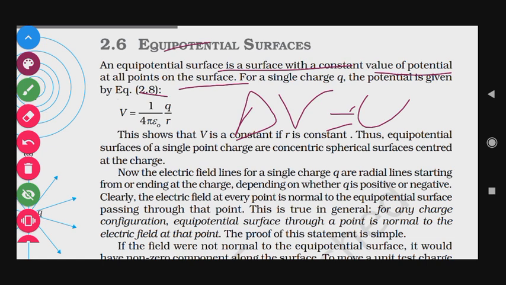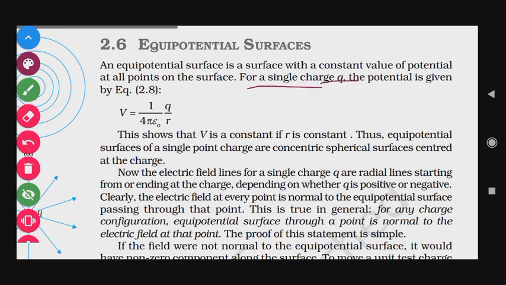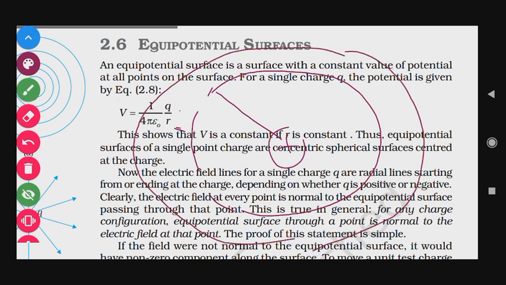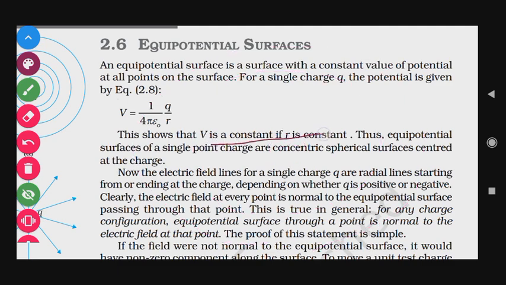Okay, for a single charge q, the potential is given by this, the way we give a potential for a point charge. You see this is 1/4 pi epsilon naught q by r. So it depends on the magnitude of the charge and the distance. So for a point charge at a fixed distance, the value of the potential will be the same. So for a point charge, the spheres that I draw around it will be the equipotential surface. This shows that V is constant if r is constant.